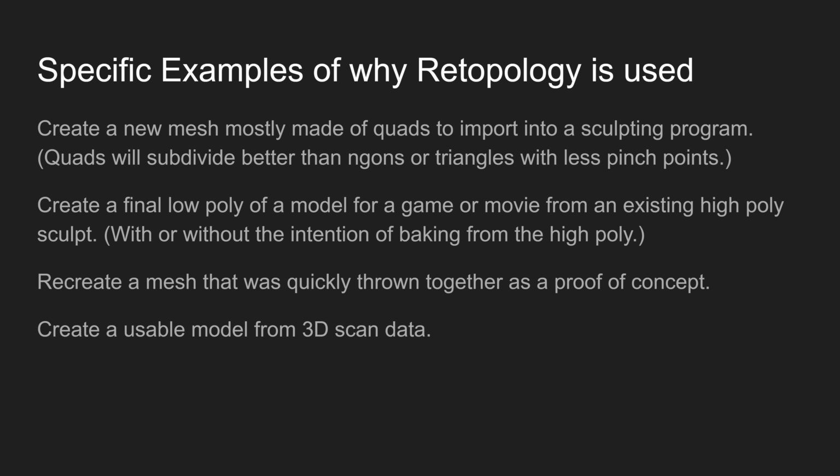Here are some more specific examples of why retopology is used. You could be creating a new mesh ideally made mostly out of quads to import into a sculpting program like ZBrush. Quads subdivide better than n-gons or triangles, so there wouldn't be as many pinch points. You could be creating a final low poly of a model for a game or movie from an existing high poly sculpt, with or without the intention of baking from the high poly. You could be recreating a mesh that was quickly thrown together as a proof of concept and now you want to make a polished version of it. Or you could be creating a usable model from 3D scan data.